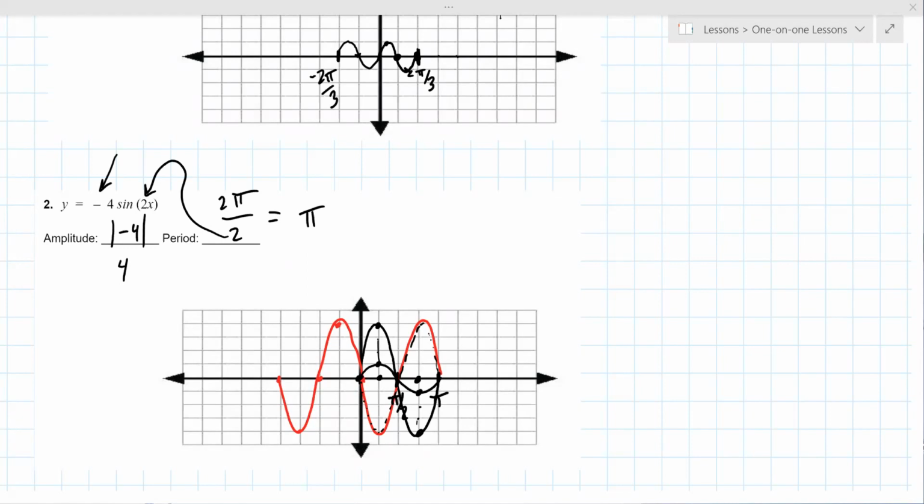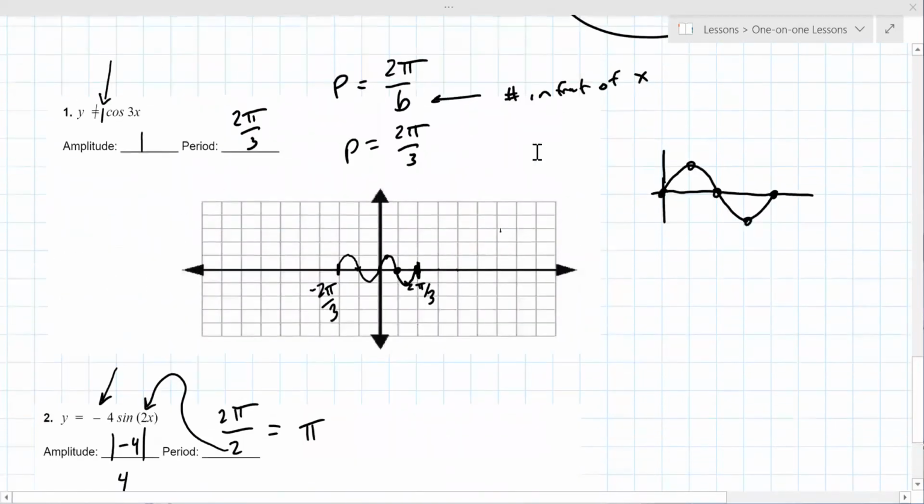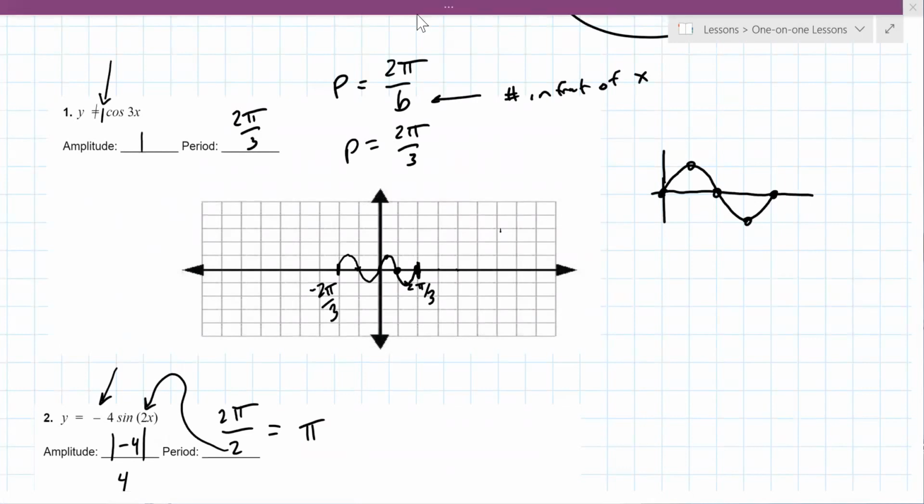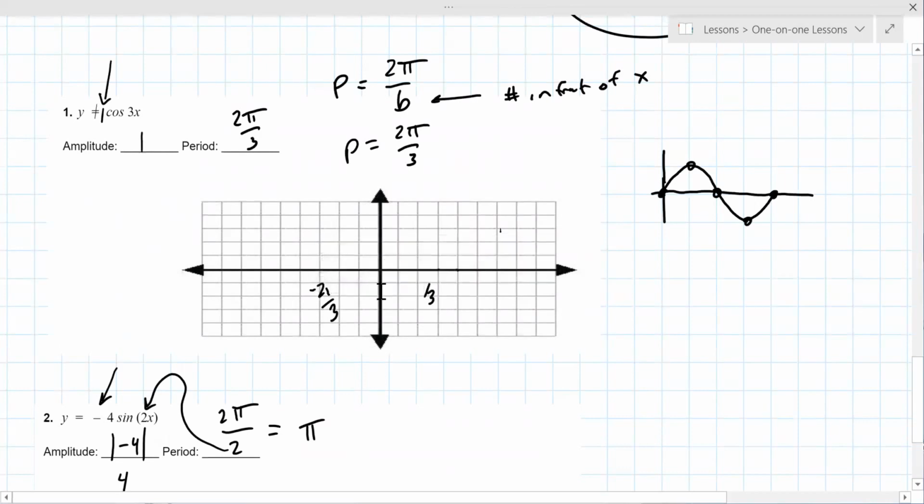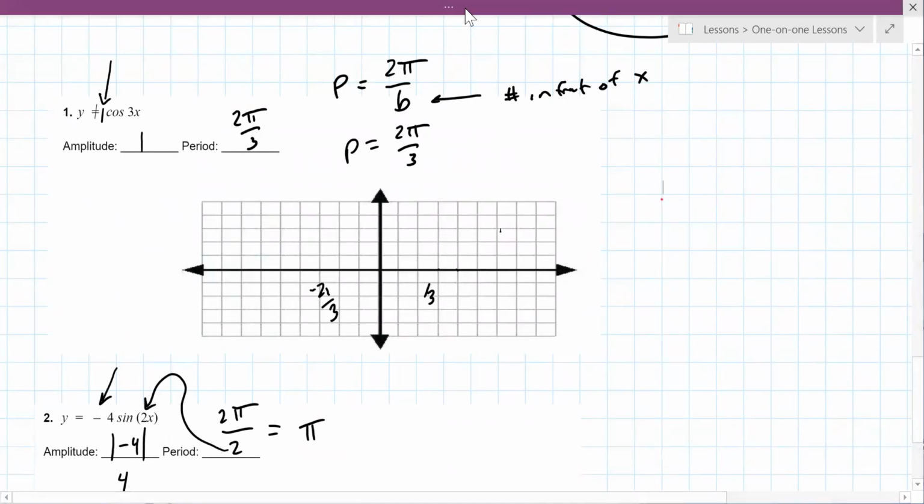All right, number 3. So we got a cosine. Oh, you know what? I graphed this first one as a sine, not a cosine. That does actually change this quite a bit, so forgive me for that. What it does is it changes what the parent function is. I didn't even catch that.